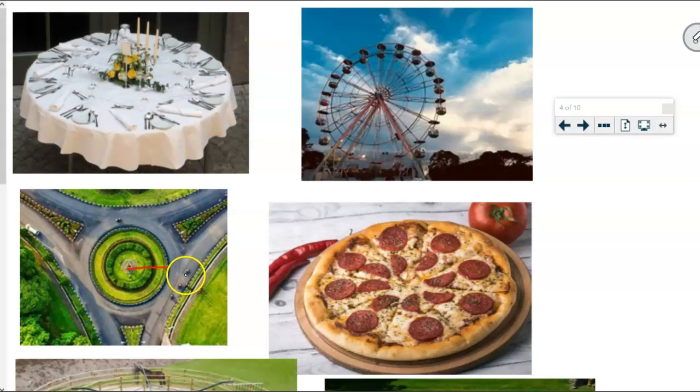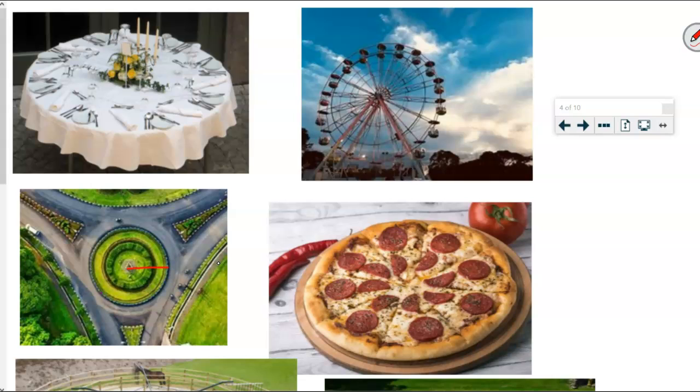So quickly talk with your groups. Let's come up with an estimate. What is an appropriate estimate of the radius of a traffic roundabout? Quick discussion at your tables. Okay, now come back to me.